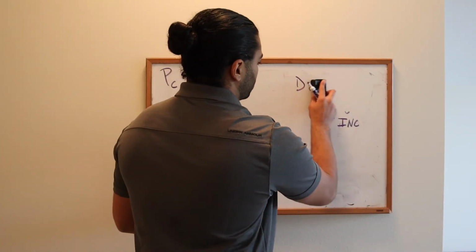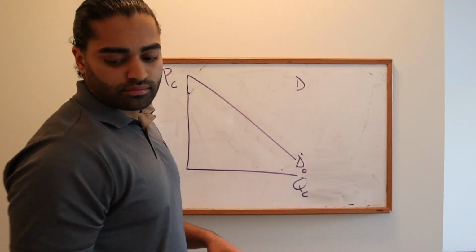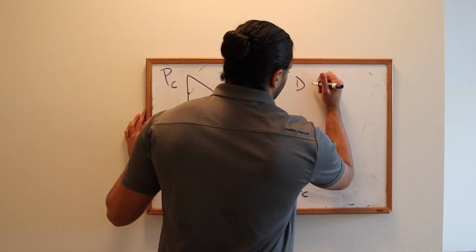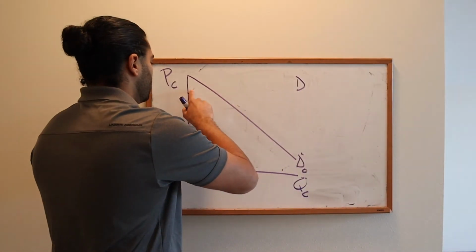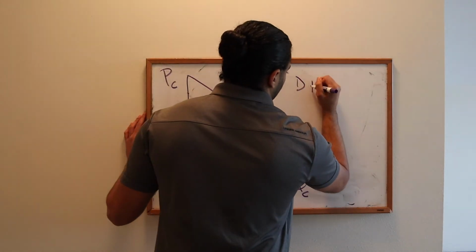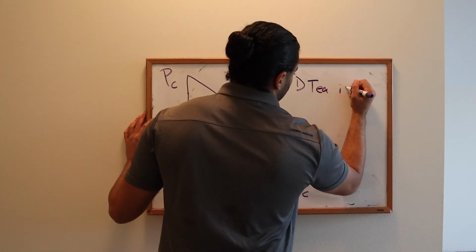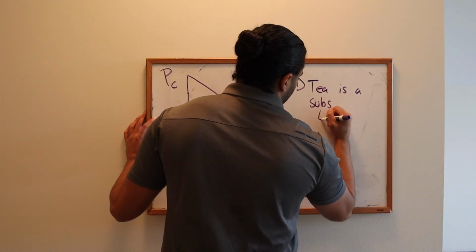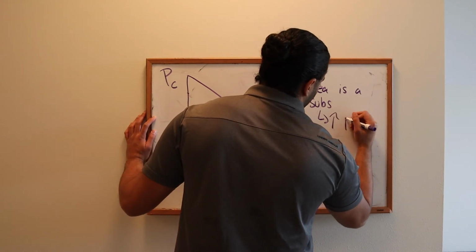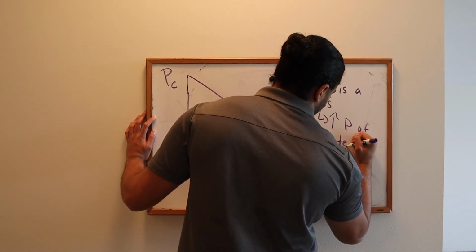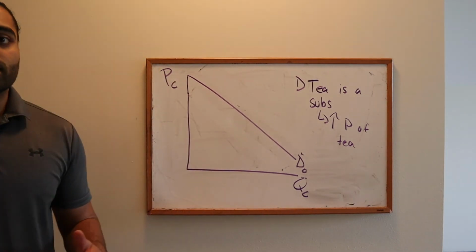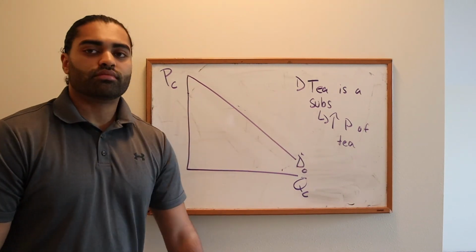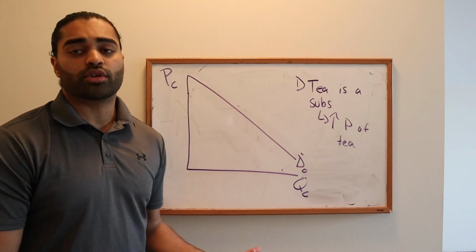Okay, so the next thing we're going to go over is, let's say tea is a substitute. There's an increase in the price of tea. So tea is a substitute, meaning you can either consume coffee or tea, you hold them to the same value. Now, tea is a substitute. There's an increase in the price of tea. It's become much more expensive.